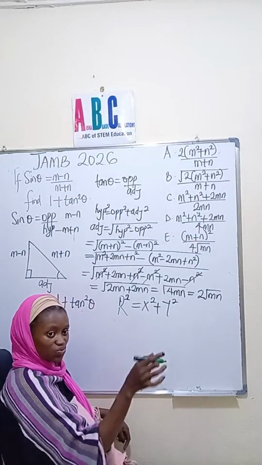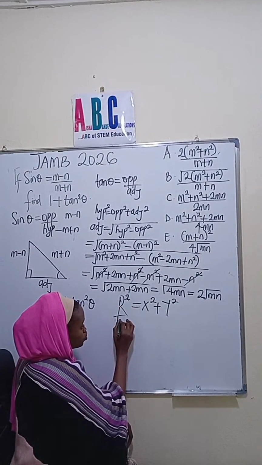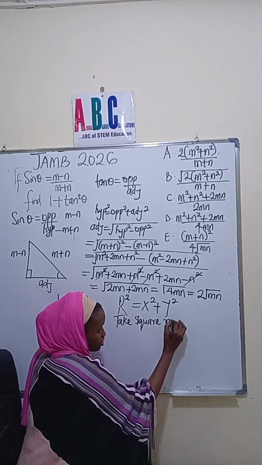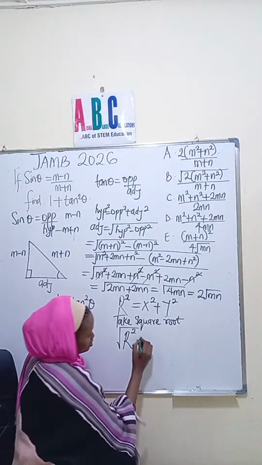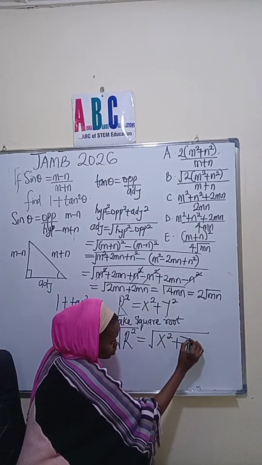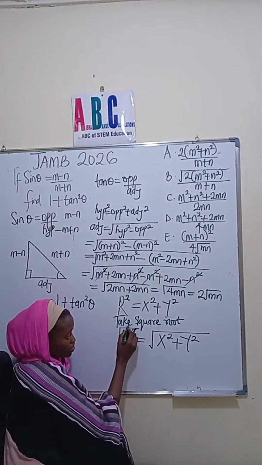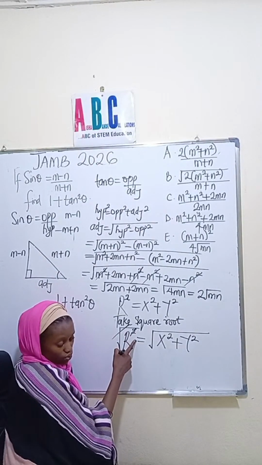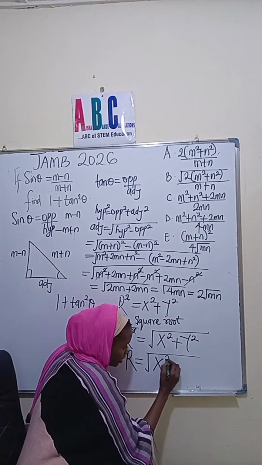So in mathematics, what goes with square is a square root. If you want this square to go away, you take the square root of both sides. The right hand side becomes the square root of x squared plus y squared. On the left hand side, the square cancels the square root, so you'll be left with R is equal to the square root of x squared plus y squared.